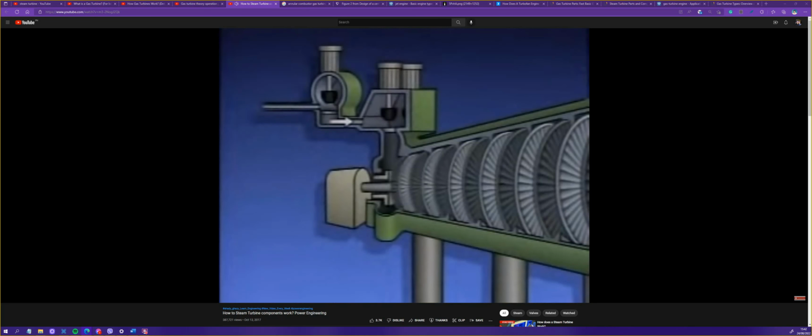Steam flows from the stop valves to the control valves through pipes. Depending on the turbine design, steam may also flow through a steam chest. A steam chest allows the steam to spread out and slow down so that the flow will be less turbulent as it enters the control valves.